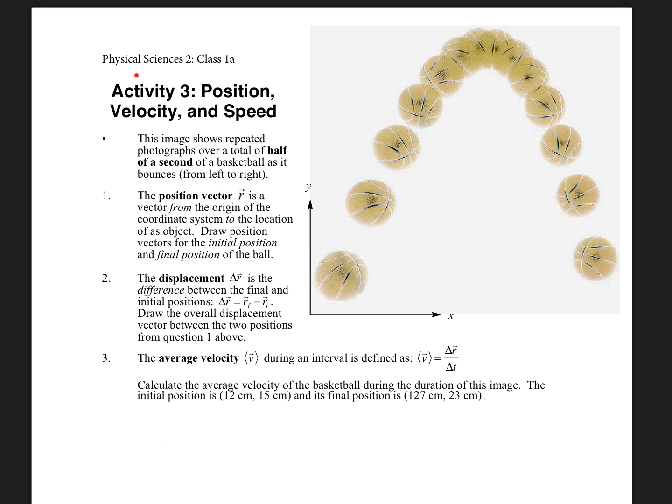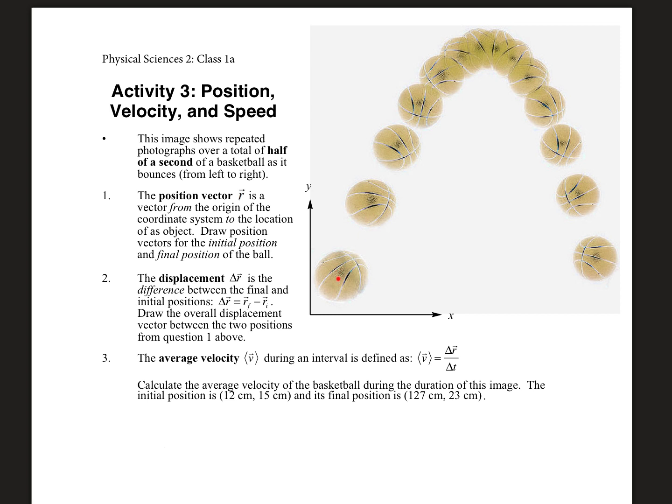All right, so this activity, activity 3, position, velocity, and speed, is basically just understanding the definitions of each of these. And we're going to consider this multi-picture figure. So basically, this is half a second of a basketball being thrown up into the air. And there's a fixed amount of time between each of these pictures.